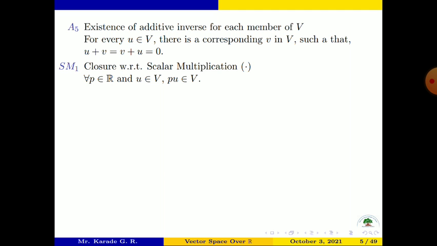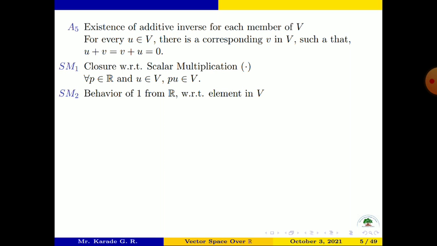P into U means P is a scalar and U is an element in V. P is a number, U is an element in V. So P into U, this product must be in V. This is called scalar multiplication. So to become a vector space, a non-empty set V must satisfy this condition also, SM1.